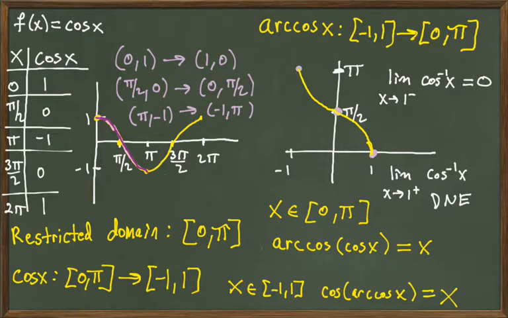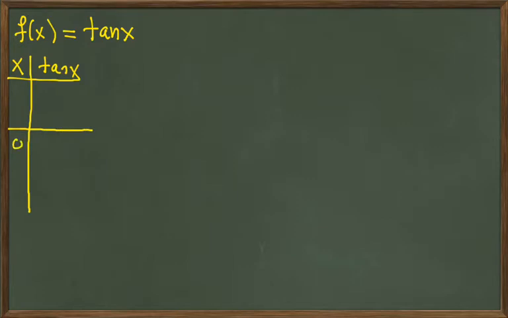Okay, so we're going to move on and we're going to look at the tangent. So here is the tangent of x, and we're going to center it around 0. So it's going to be very similar to what we do with the sine. And I'm going to also include pi over 4 and negative pi over 4 because those are nice values for the tangent there.